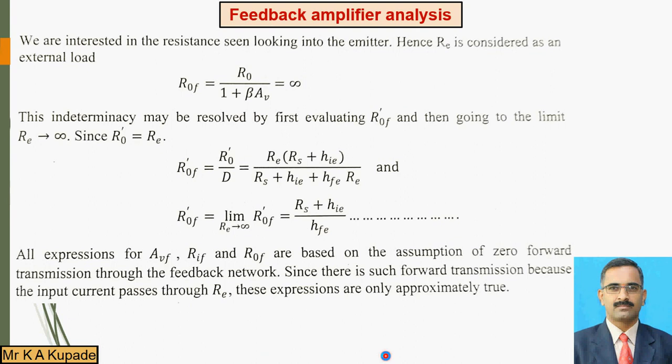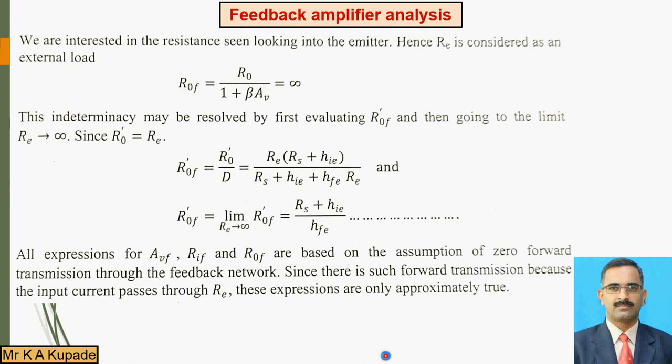Now we are interested in calculation of the resistance looking into the emitter, right? Hence RE is considered as an external load. So R naught F is equal to R naught upon 1 plus beta AV, that is infinite. So output resistance is infinite with feedback.